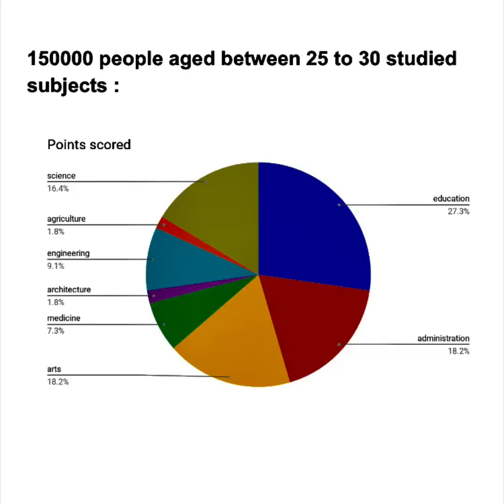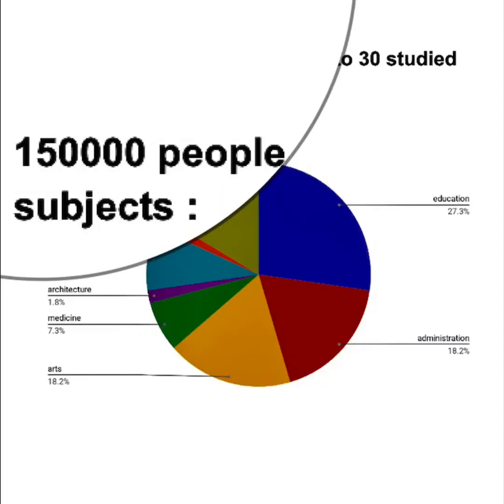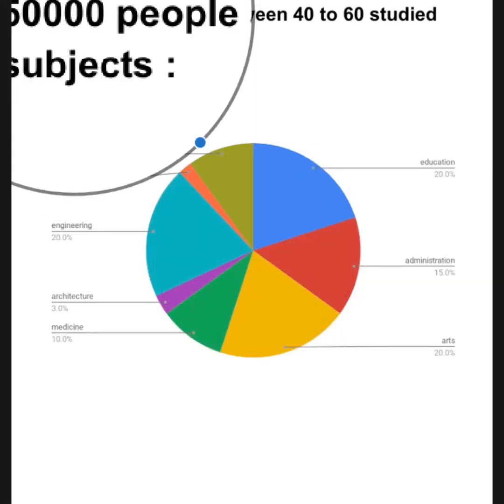Looking at the two pie charts, we can clearly notice that in the first pie chart, 1,50,000 people studied different subjects. In the first pie chart, the subjects given are science, agriculture, engineering, architecture, medicine, arts, education and administration. In the second pie chart, 50,000 people studied the same subjects with different percentages.